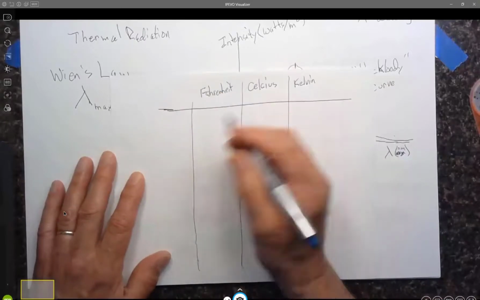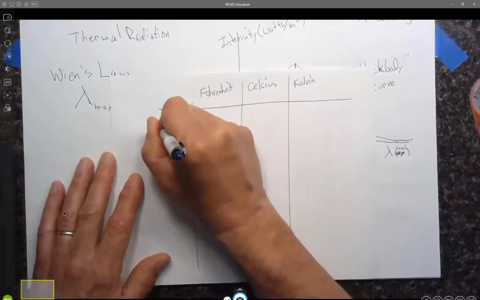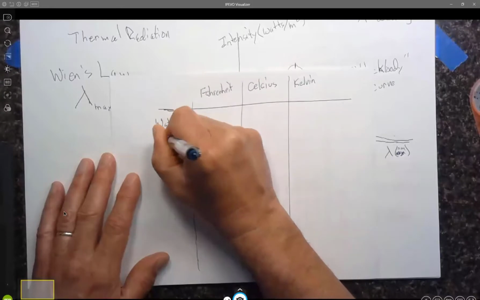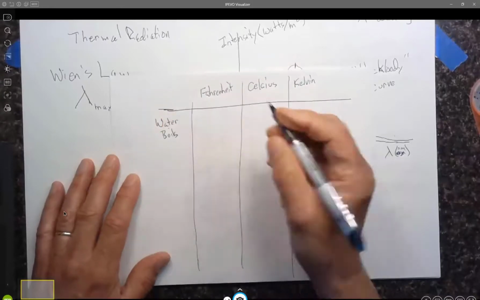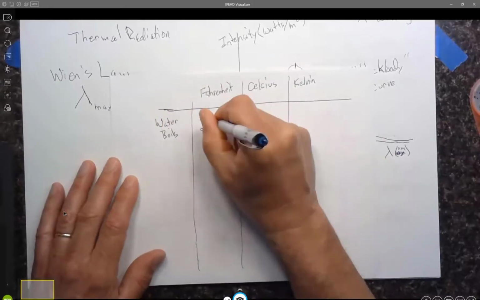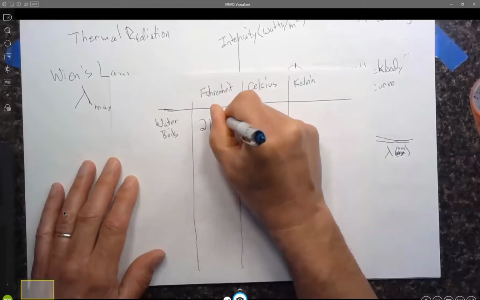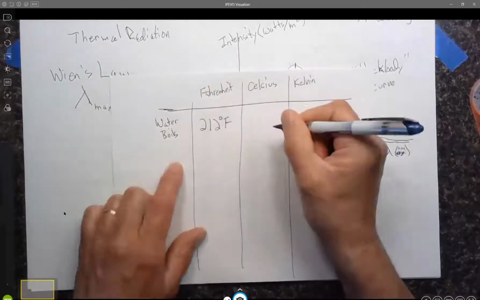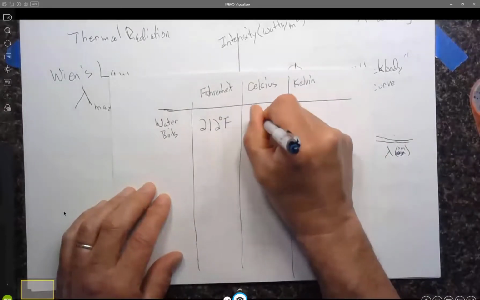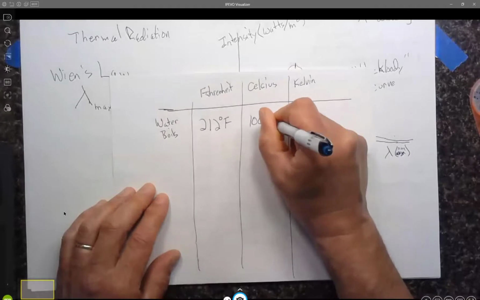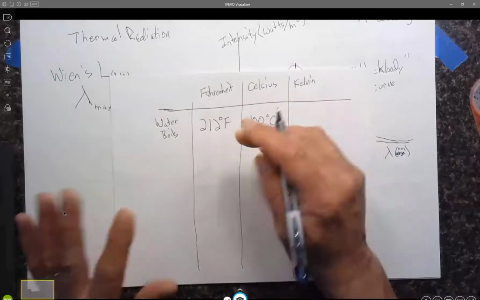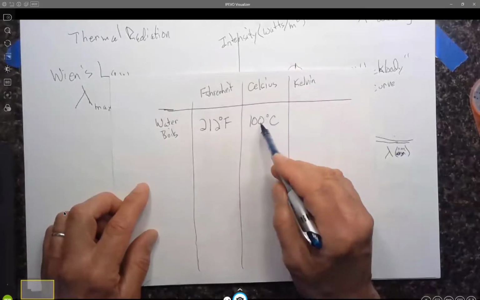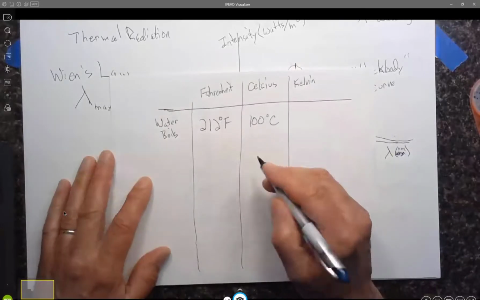Let's see. Water boils. And this would be water boiling at sea level. Well, on the Fahrenheit scale, that happens at about 212 degrees Fahrenheit. On the Celsius scale, it happens at 100 degrees Celsius. And I'm not going to be fussy about significant figures on here, but we'll just go with that.